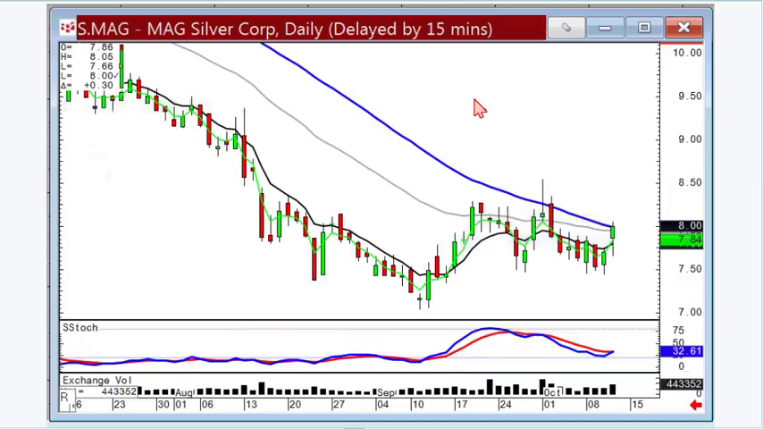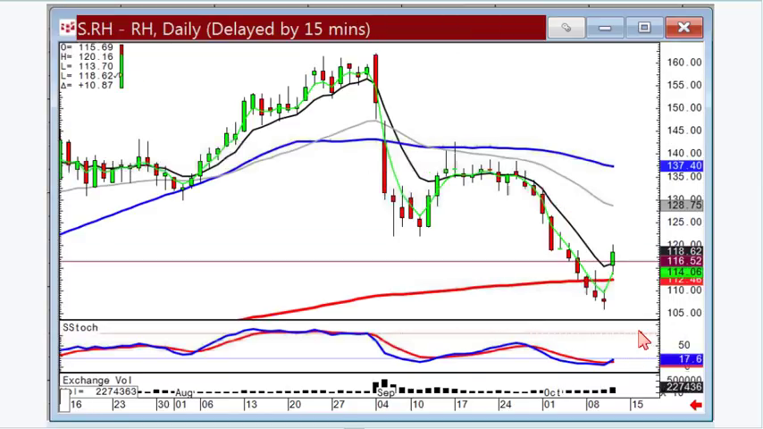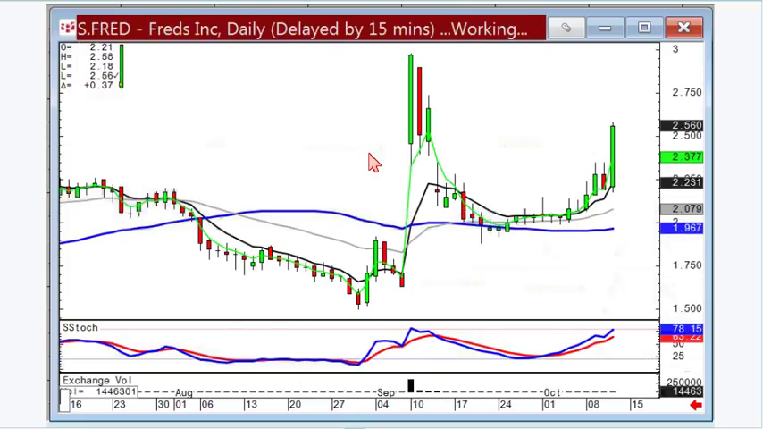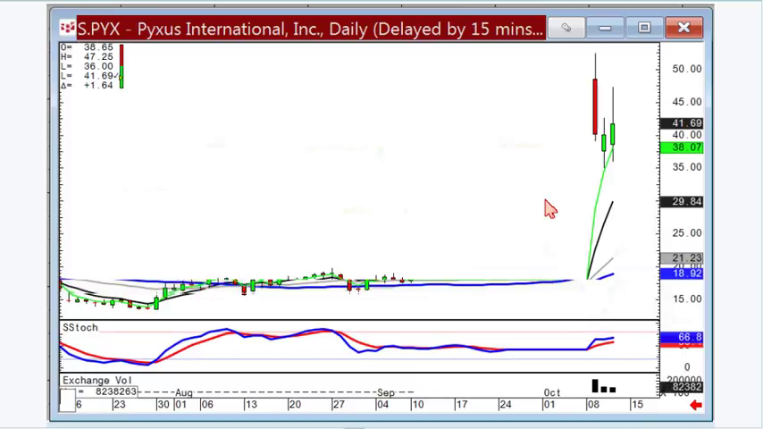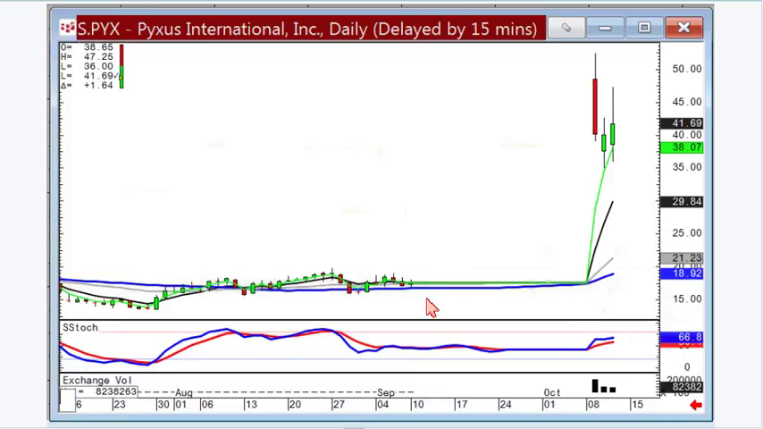Okay, so another one, your best friend. This one is probably going to be a very good option setup because of the best friend on RH tomorrow. The fry pan bottom, Fred, nice fry pan bottom breaking out to the upside. We've had a few people trading PRYX. Oh, it did this the other day. There's kind of a fry pan bottom here that's broken out.